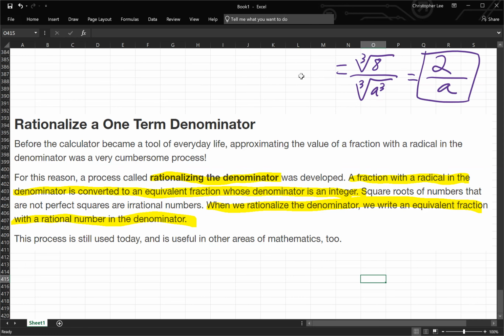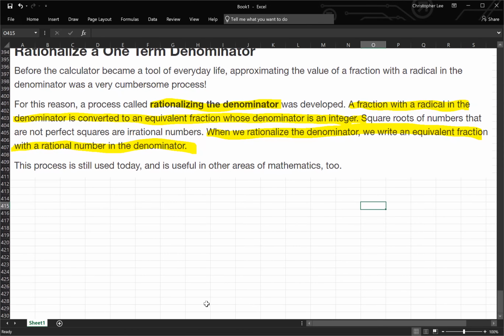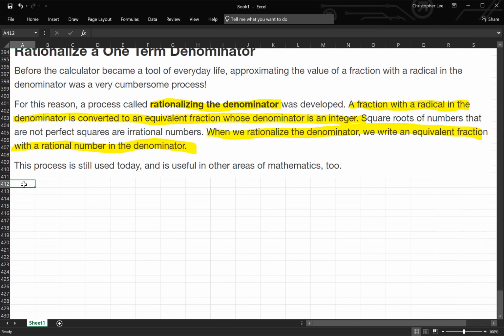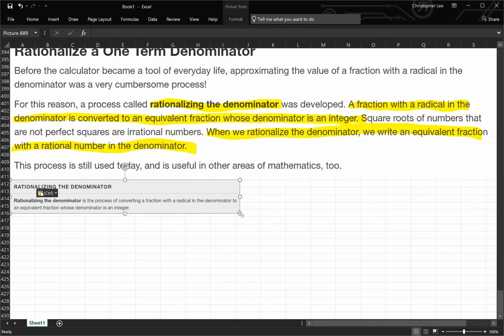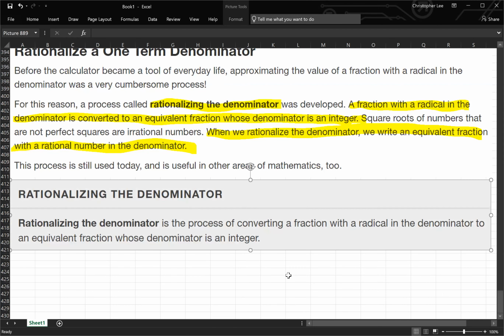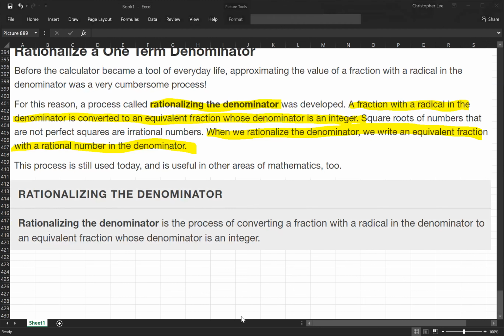This is definitely on your test. So this is how we do that. But before we do that, because I know somebody wasn't listening, I'll tell y'all again. Rationalize the denominator is the process of converting a fraction with a radical in the denominator to an equivalent fraction whose denominator is an integer. All right. Make sense?